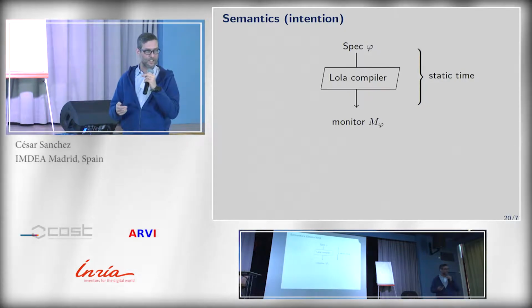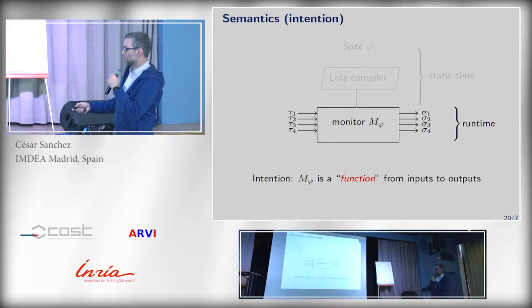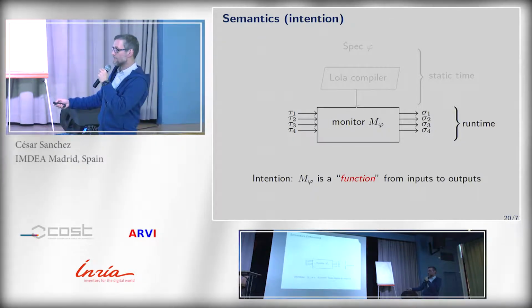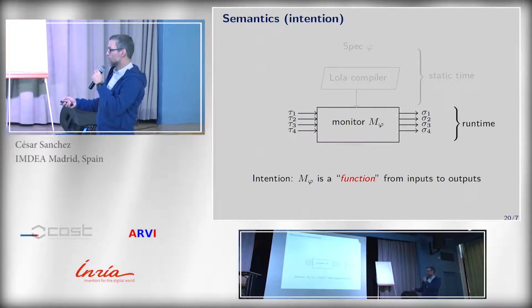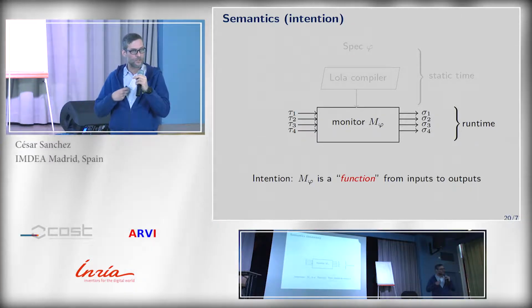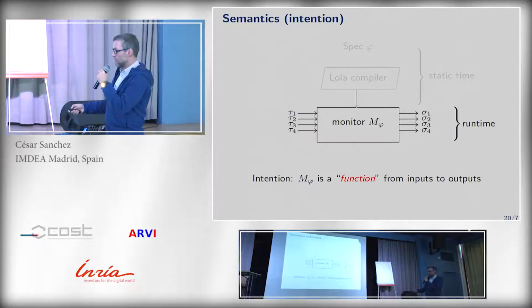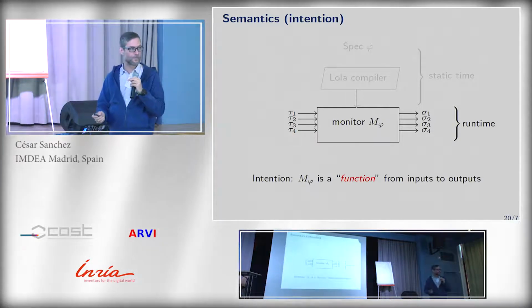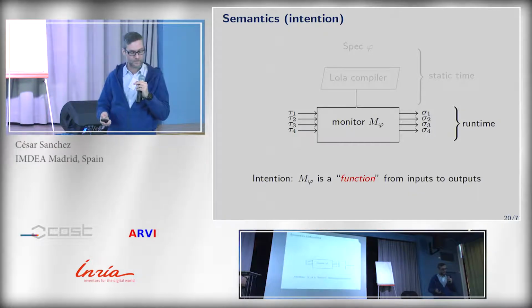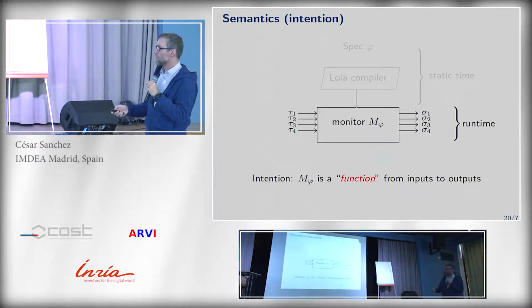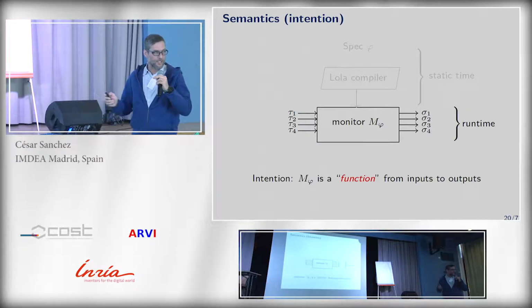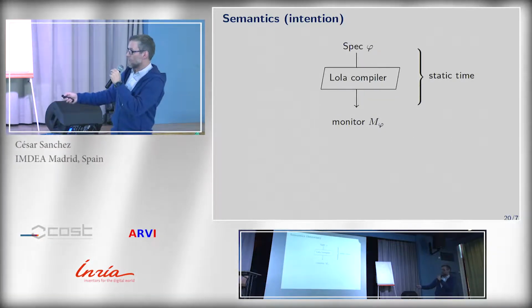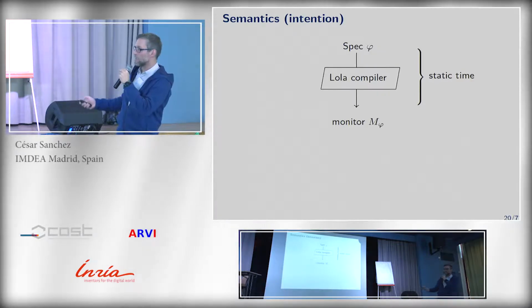We're doing runtime verification. And of course, at runtime, you want your monitor to read traces produced by your system and produce traces as output. This is what you want the monitor to do. So intrinsically, you want your monitor to be a function from inputs to outputs, right? I mean, probably this slide will work for any formalism. But in our particular case, we should have a compiler, the Lola compiler, for example, that takes a spec and gives you a monitor.